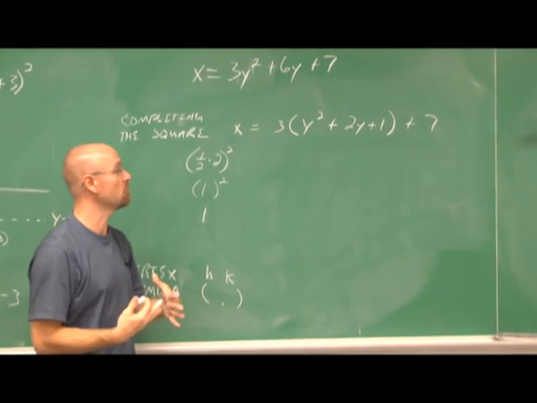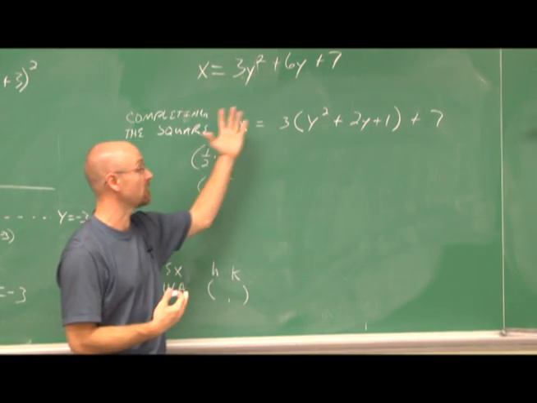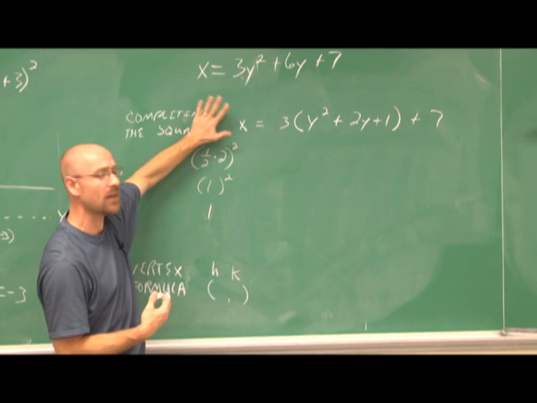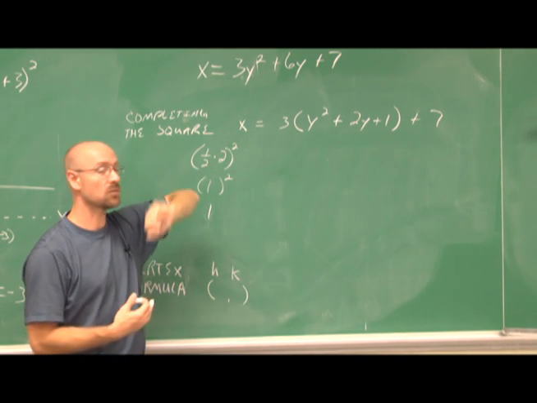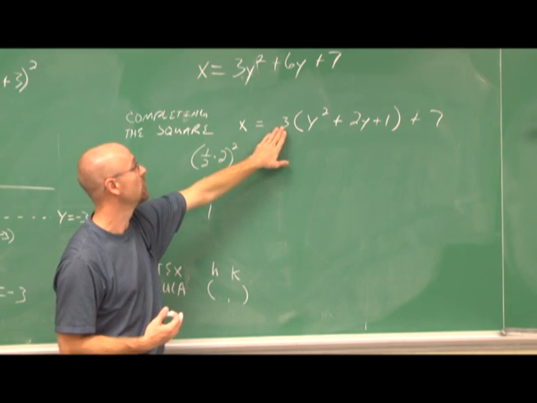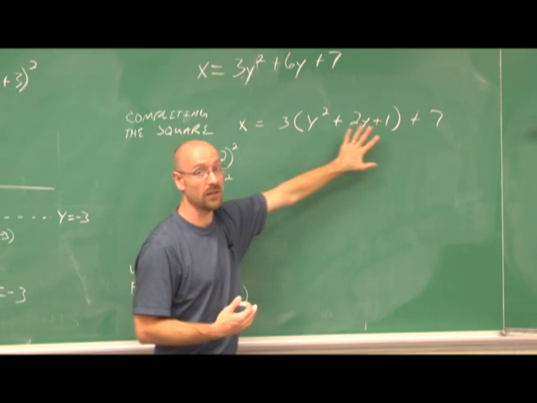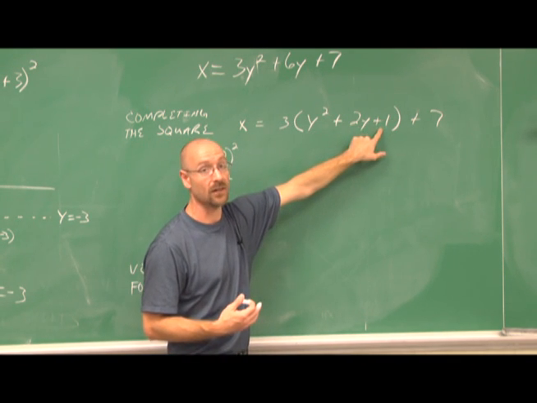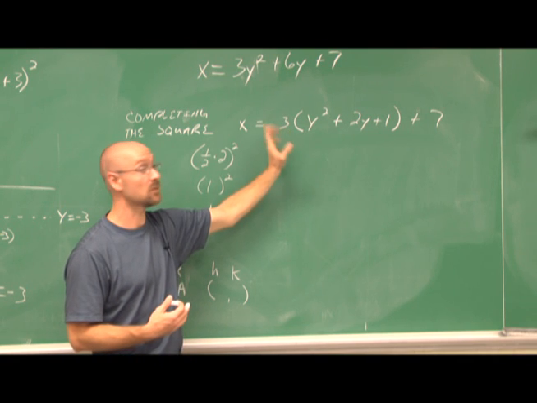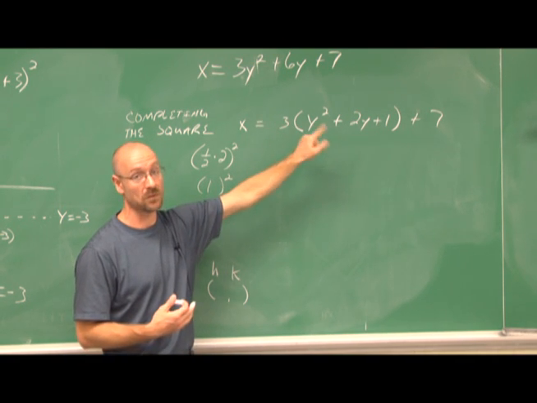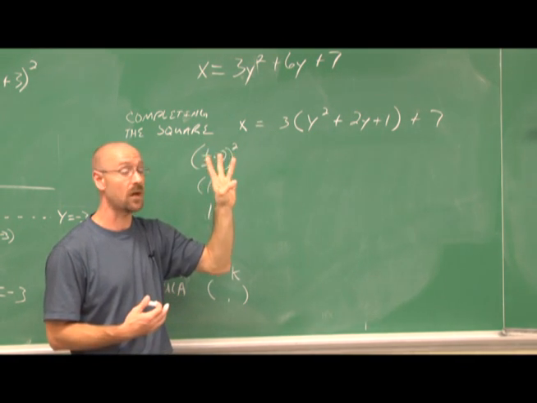Now, if we recall completing the square, what we do to one side, we have to do to the other. So I added it over there, I also have to add a value over here. This is where we need to be real careful. It's 3 times the quantity in here. Well, if I added 1 in here, I actually changed this whole equation by 3 times what I added in there. So I changed it by 3.